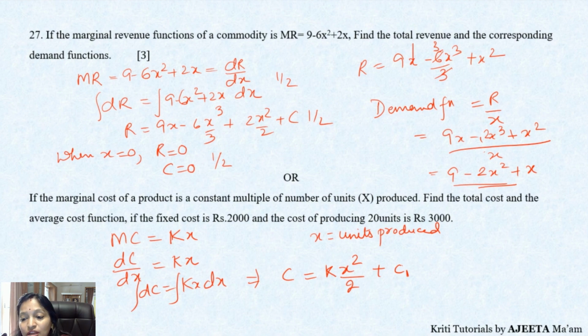Now we again use the initial conditions. So find the total cost and the average cost function. Fixed cost is given as rupees 2000, and the cost of producing 20 units is given as rupees 3000. So we have to use these initial conditions. When x is 0, what is given to you? When x is 0, it is given that your initial cost is the fixed cost, which is 2000.